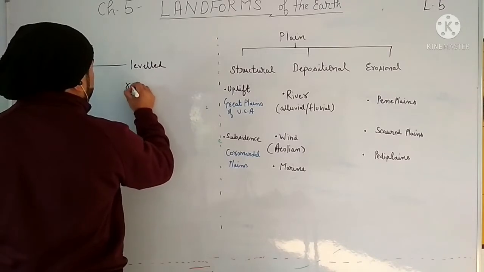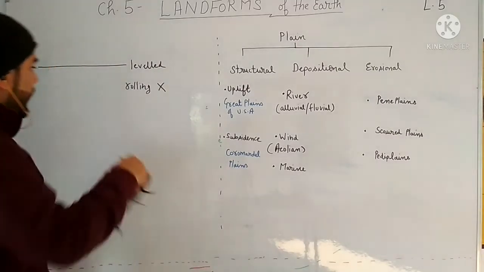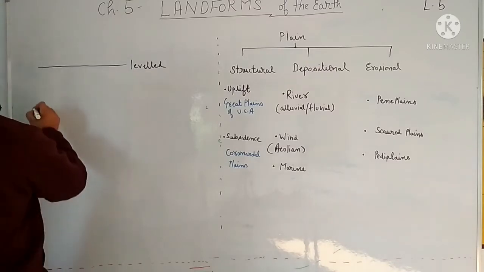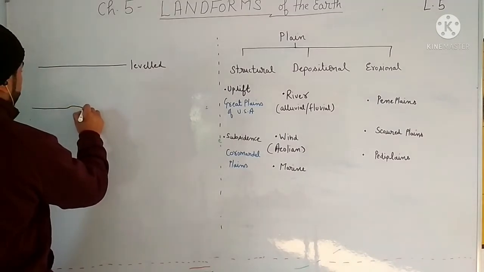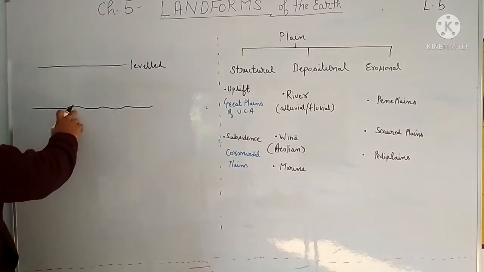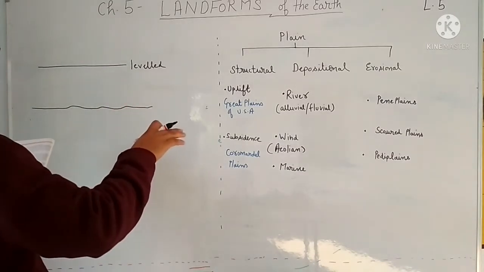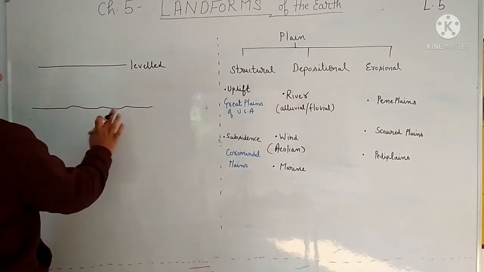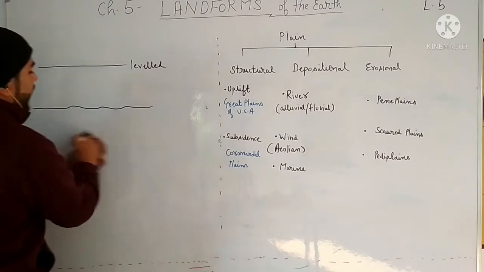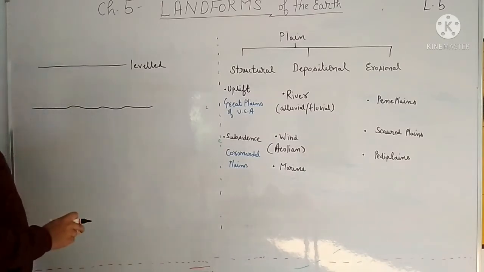Level means something which is not rolling. Or a plain is defined as an extensive area of lowland with a level or gently undulating surface. Gently undulating surface means if land is going somewhat like this and then like this, a little rolling. Undulating means it may have a slightly waving type of surface. If its surface is undulating, but gently undulating, not highly undulating like this. This is high undulating, and this is gently undulating. So that type of extension of land with a flat surface and low elevation is called plain.